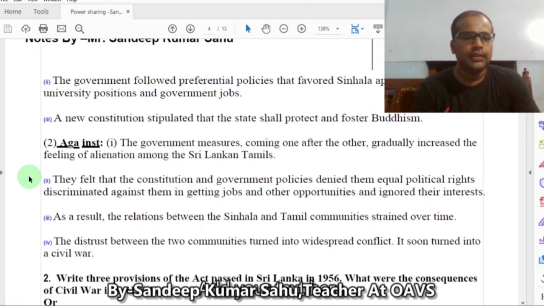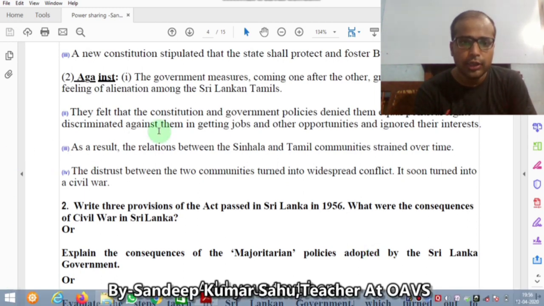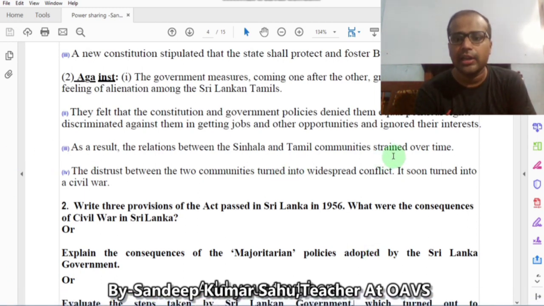Point 2: the constitution and the government policies denied them equal political rights, discriminated against them in getting jobs and other opportunities, and ignored their interests. So, as a result, the relation between the Sinhala and the Tamil community strained over time. The Sinhala leaders discriminated against the Tamils. That is why both the communities became strained over a period of time.